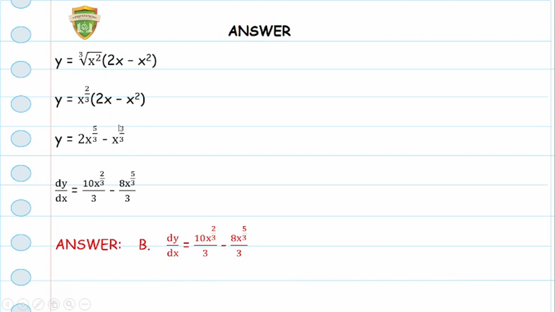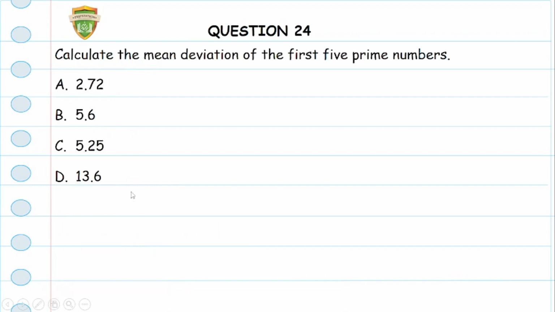And then when you multiply 8 over 3 by the coefficient of x, which is 1, that simply becomes 8 over 3. And then you subtract 1 from here, it becomes 5 over 3. So that means this is our answer, which is option B.